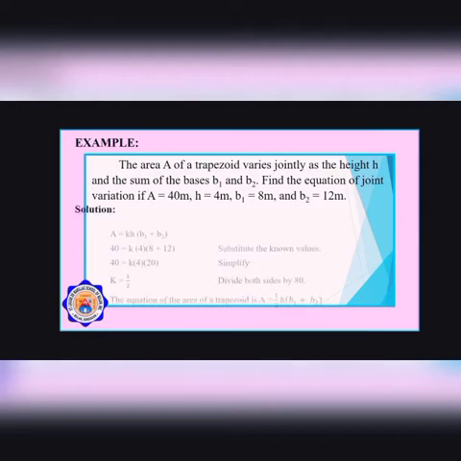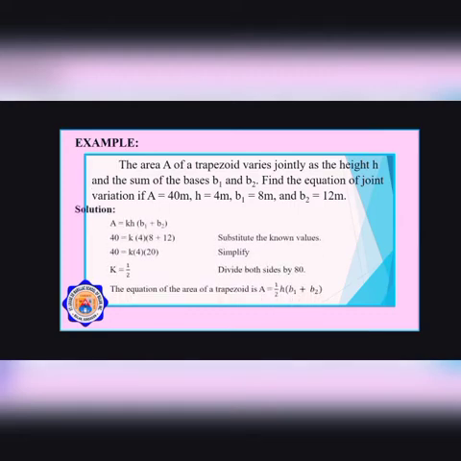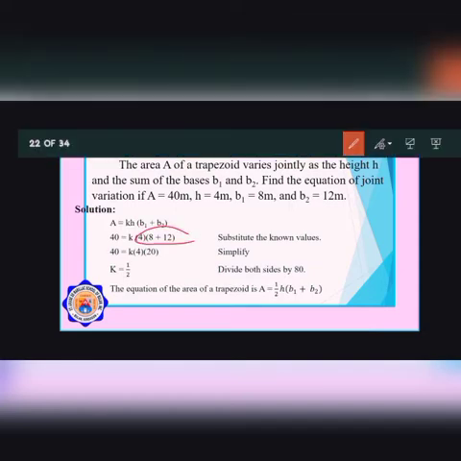So, the solution is, the given equation is a is equal to k times h times the quantity of b sub 1 plus b sub 2. Substitute the given values to the given equation. So, our equation becomes 40 is equal to k times 4 times the quantity of 8 plus 12. So, 8 plus 12 is equal to 20. Then, 20 times 4 is equal to 80. Then, 80 times k is equal to 80k. Then, equal to 40.